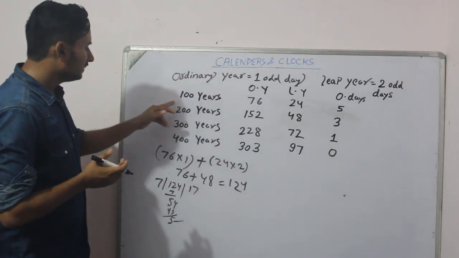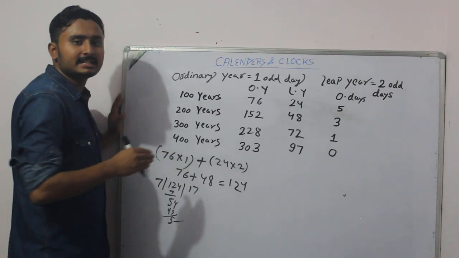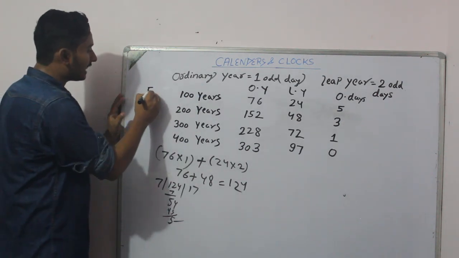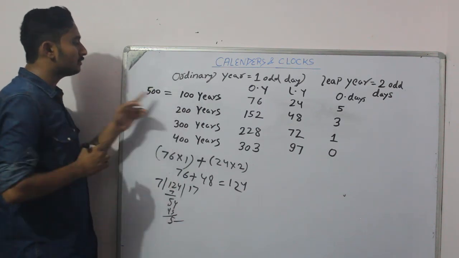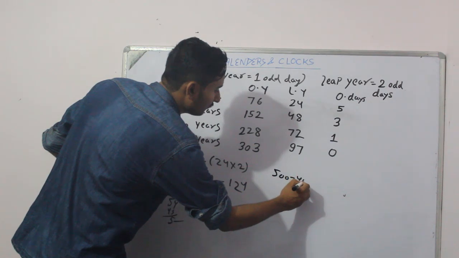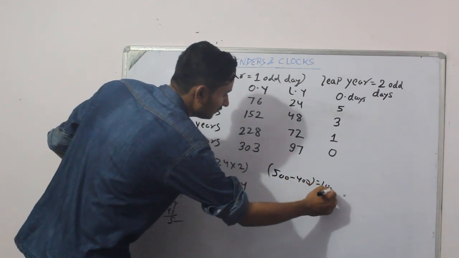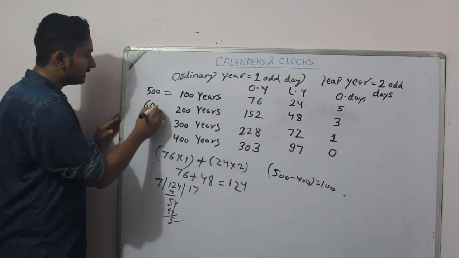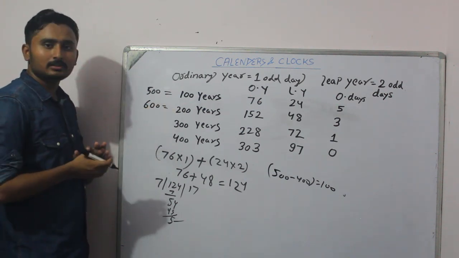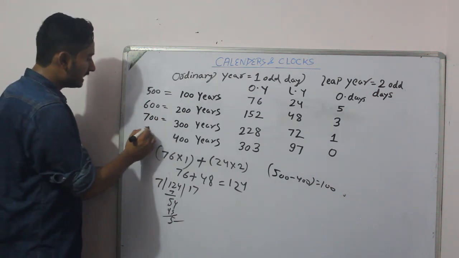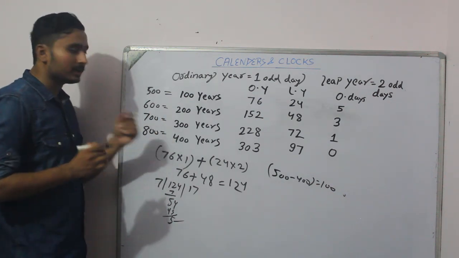So now friends, as we know, the calendar repeats itself after every 400 years. So if we talk about 500 years, this will be equal to 100 years, because 500 minus 400 is equal to 100 years. When we talk about 600 years, this will be equal to 200 years. 700 years will be equal to 300 years. 800 years will be equal to 400 years.